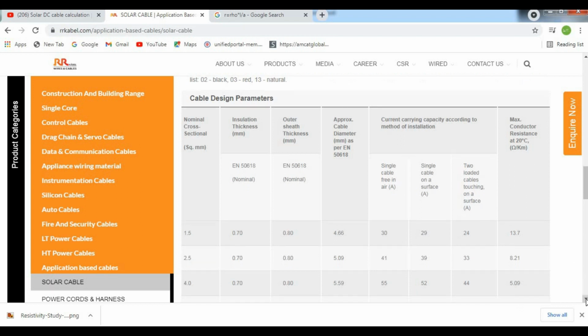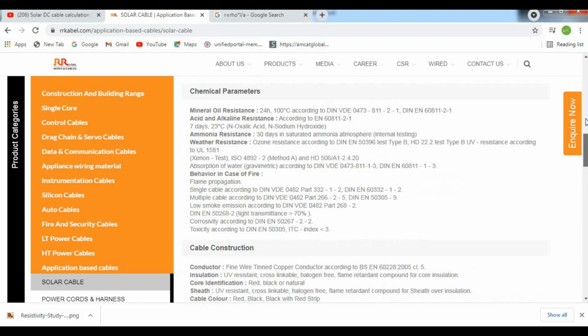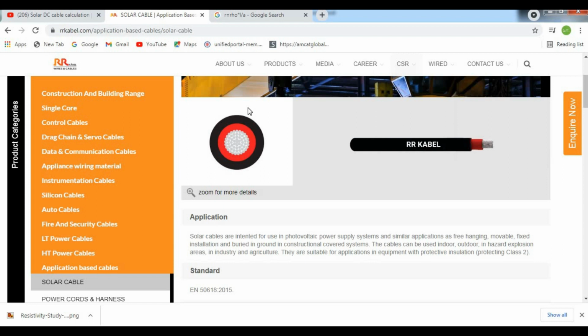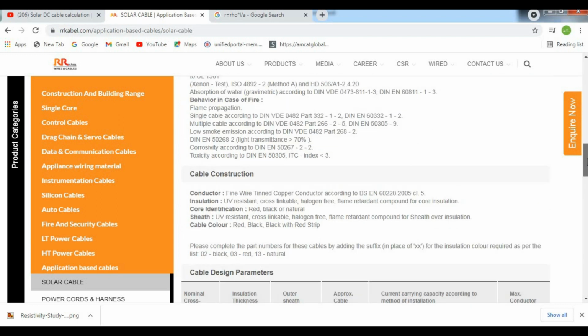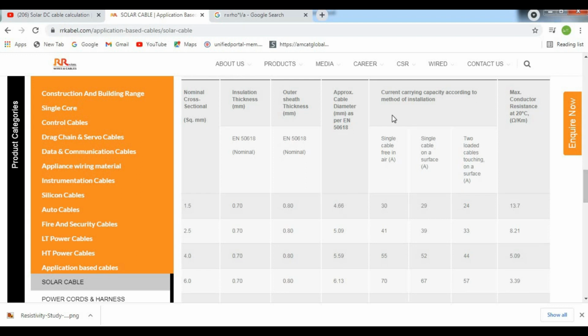Okay, so I will show you the physical structure of the cable. This center one is the core, this red one is the insulation, and this black one is the sheath of the cable. Here everything is given, how thick the insulation is, how thick the sheath is, and how thick the complete cable is. So the parameters are given over here. And one of the most important parameters is the current carrying capacity. This is the most important parameter when you are going to select your DC cable for installation.